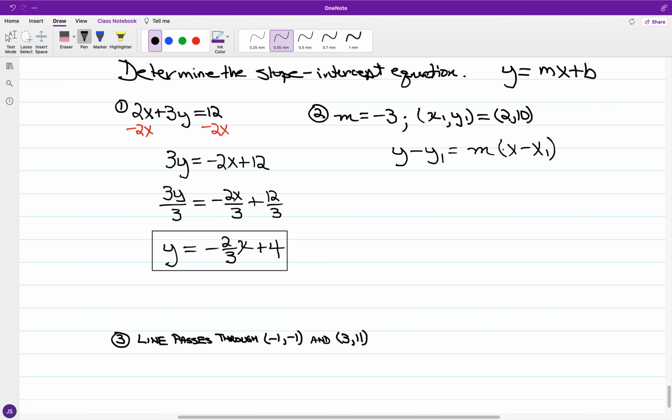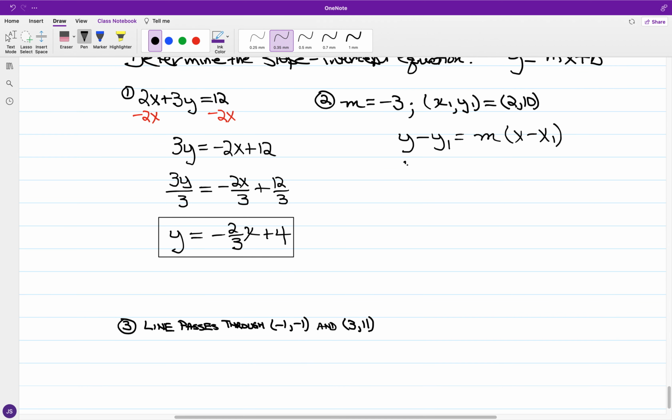So we got y minus y of 1, and we can specifically translate that to y minus 10 is equal to m, which we have at -3, times the quantity of x minus x of 1, which will be x minus 2. The only thing I have done is just substitute for y of 1, m, and x of 1. So I got the point slope equation, and getting this in line with the slope-intercept equation.